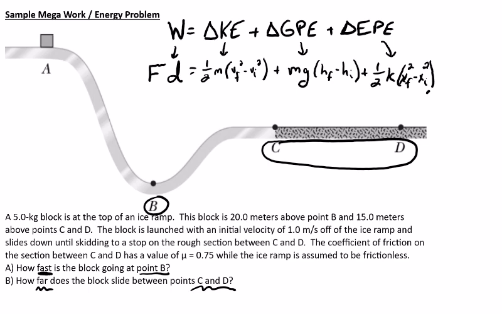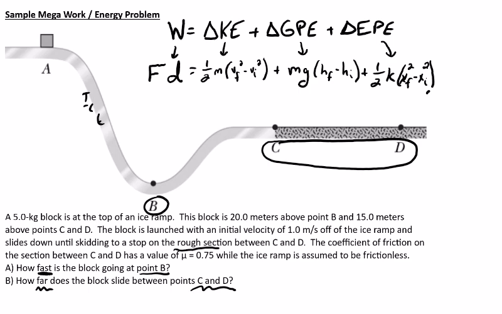Now, the first thing I always do with Mega Work Energy problems is eliminate stuff that I'm not going to be using. So as I look at this particular problem, are there any springs or any elastic materials you can see here? I've got ice all the way down here. So this is all ice. I don't have anything here. And then over here, I have some rough surface.